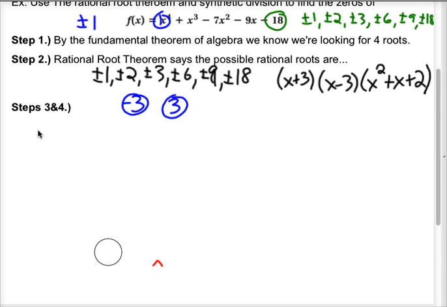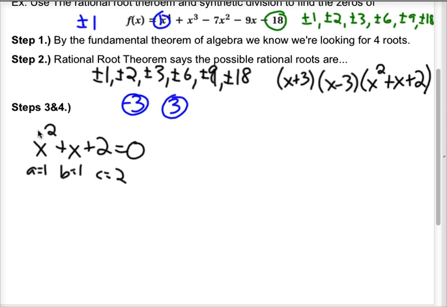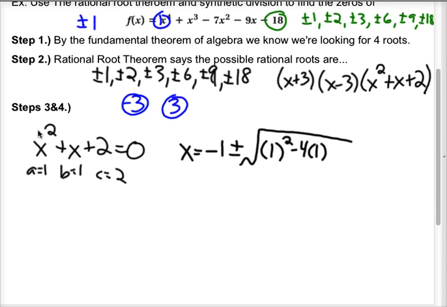So I'm going to take this. So we have x squared plus x plus 2 equals 0. I'm going to apply the quadratic formula to this. So we have an a of 1, b of 1, and a c of 2. So x equals negative b plus or minus the square root of b squared minus 4 times a times c all over 2 times a.